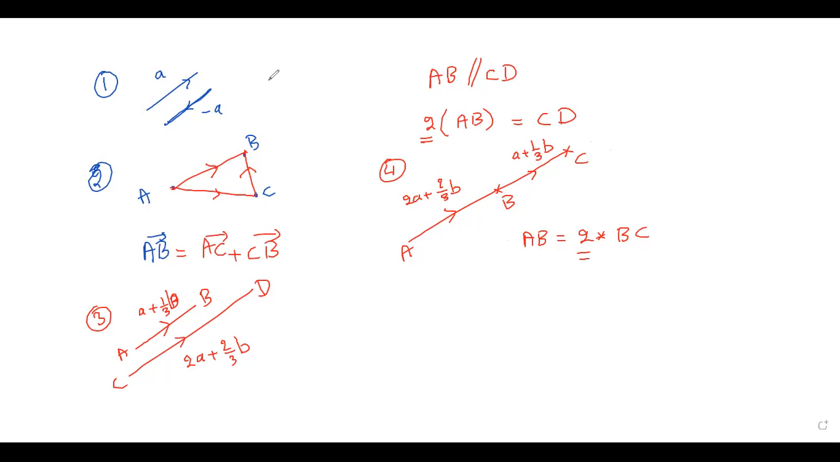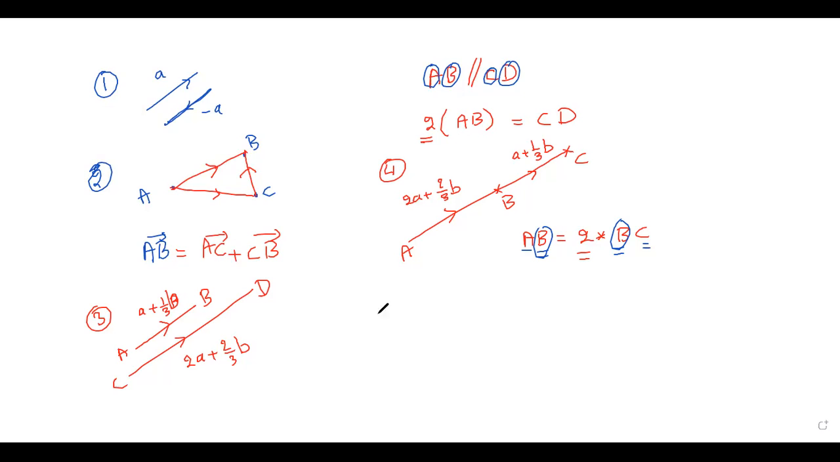There is a difference between parallel and lying on a straight line, though both involve a multiple of the other. Here we have 3 letters, connected at the point B. But for parallel, we have 4 letters. In this way, we can tell if they are parallel or lie on a straight line.